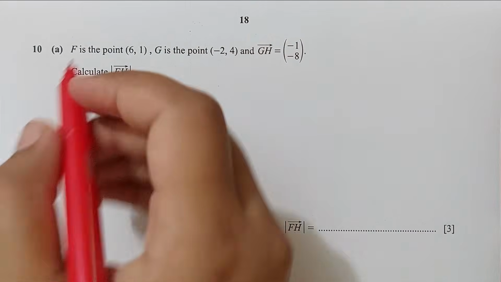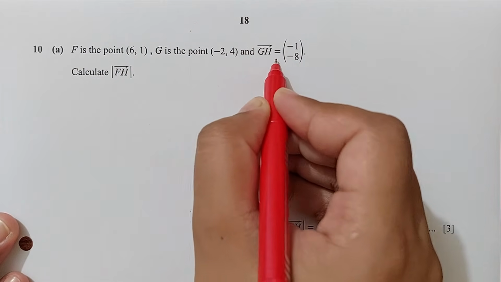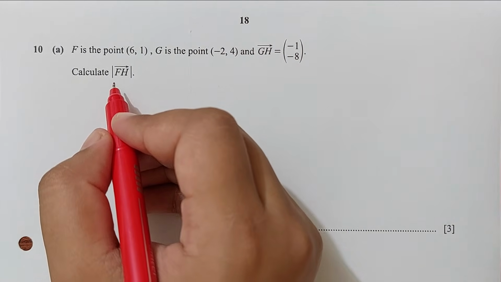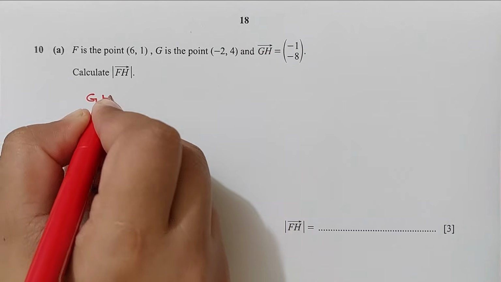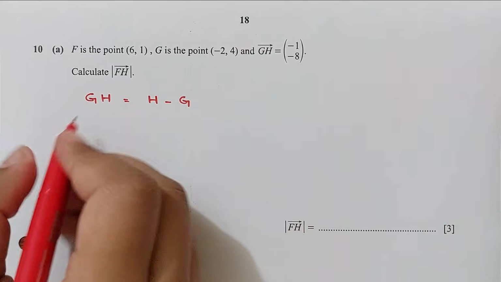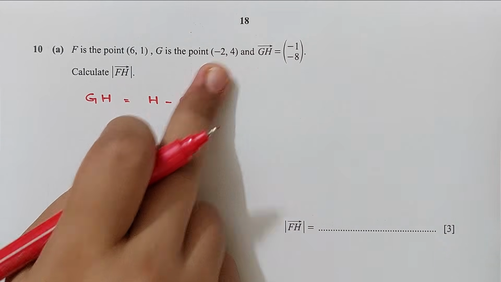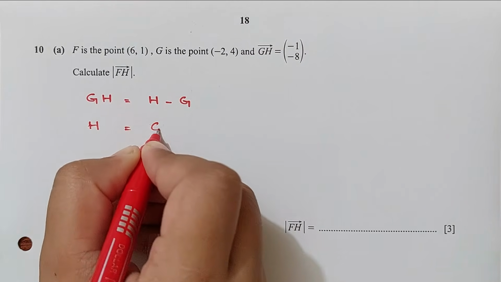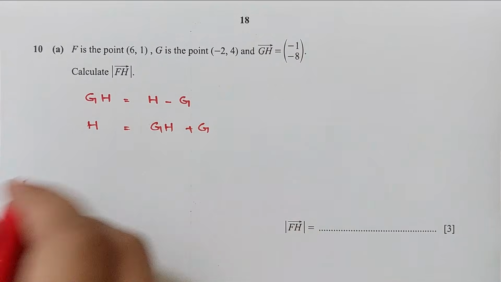Question number 10, part A. F is the point (6, 1), G is the point (-2, 4), and GH is (-1, -8). Calculate the magnitude of FH. So we have GH, which equals H minus G, right? So we have GH, we have the point G. Let me solve for H. So the point H is GH plus G, shifting the G to the other side, right?